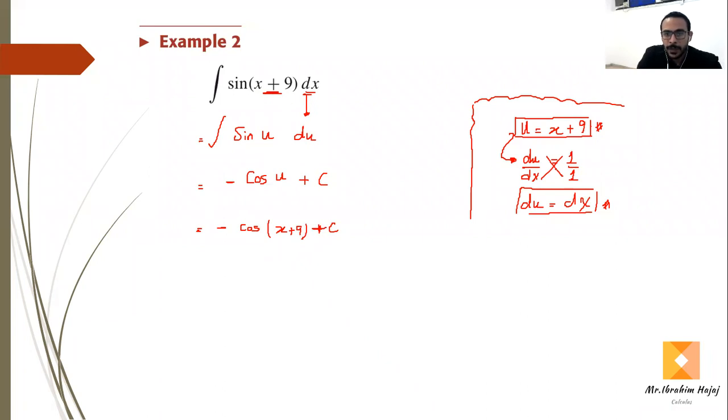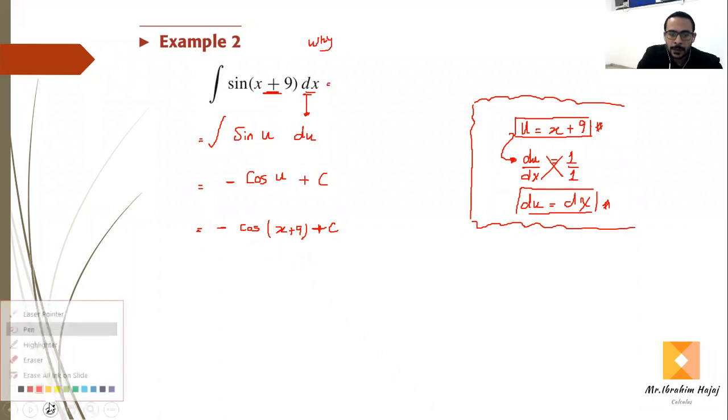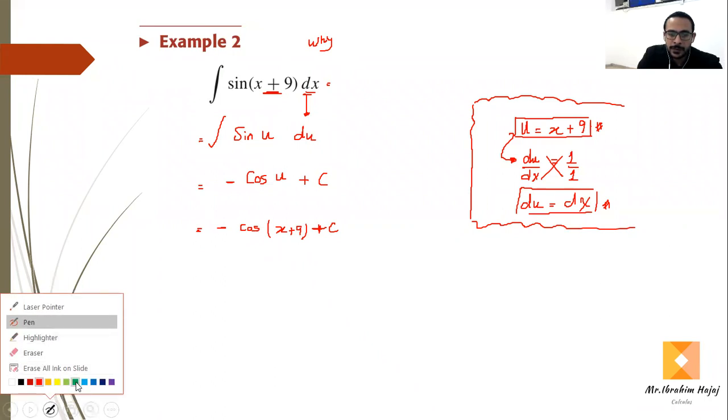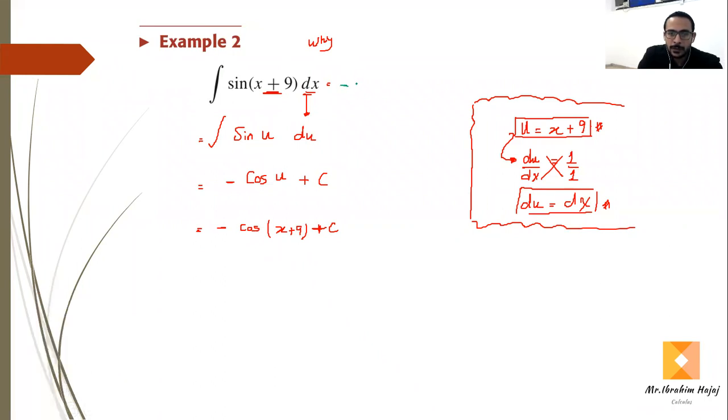Mister, can we not use u substitution? Yes, we can do it directly. Why? Who can tell why? We can do it directly as negative cosine. The integral of sine is negative cosine, and then x plus 9, and then plus c. The same answer. But why? What's the reason? Because here there is nothing outside, the angle is linear. Yes, Mister, I said it like this. I said in the middle of the talk that it works only in the case of a linear angle.